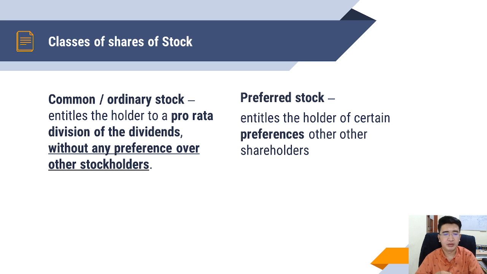Number 1, common or ordinary stock. It entitles the holder to a pro rata division of the dividends without any preference over other stockholders. Okay? It's a common stock. It's an ordinary stock. It shares in the dividends, but it has no preference over other stockholders, compared to preferred stock, where the holder has preference over other stockholders, or over those holders of common or ordinary stock. Okay?